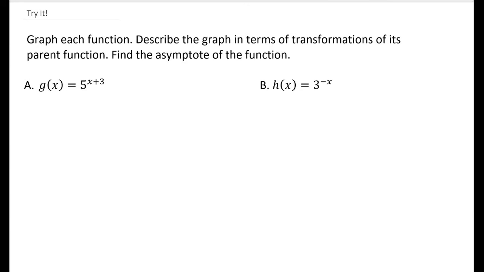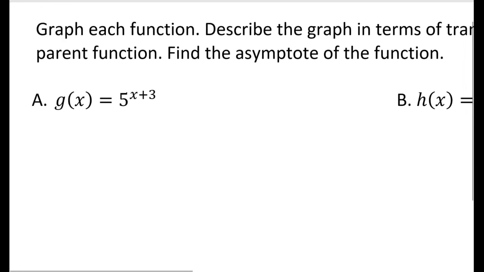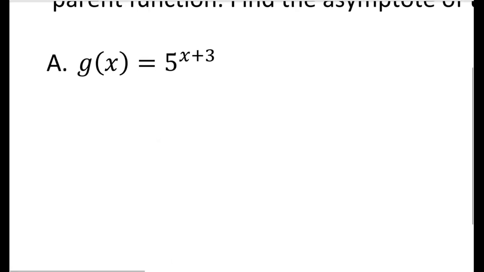All right, pause the video, try the following problems. All right, so we want to graph each function and do the parent function, the whole deal. So let's go ahead and identify the parent function first. The parent function here is simply 5 to the x.